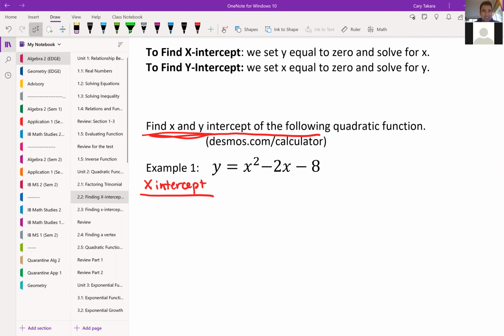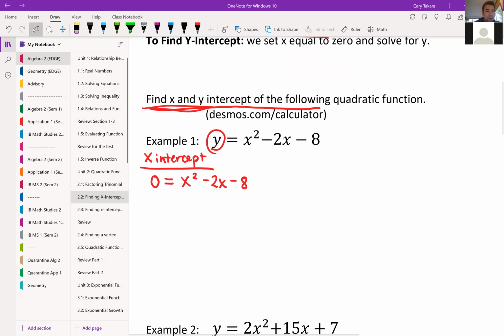All right. Did anybody say it? You're going to set y equal to 0. So that's what I'm going to do. I'm going to set y, which is right here, to 0. So 0 equals x squared minus 2x minus 8. So that's the first step.